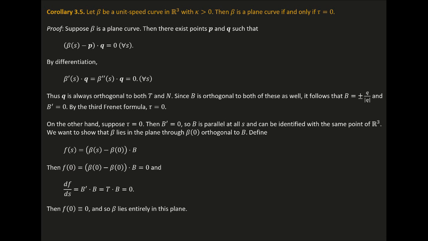Furthermore, B is a unit vector, so it's either Q divided by its magnitude, or it's the negative of that vector. That means B is constant, and so its derivative is 0. By the third Frenet formula, tau must be 0, since the derivative of B is 0. That wasn't too difficult. Let's do the converse.